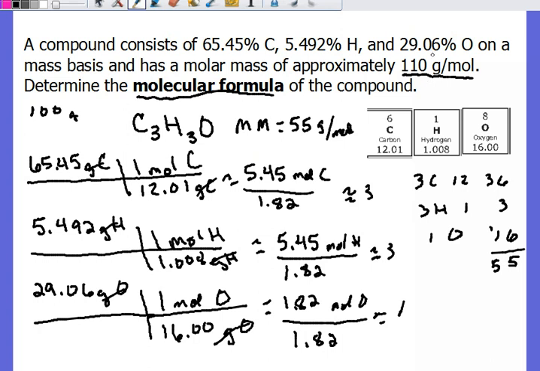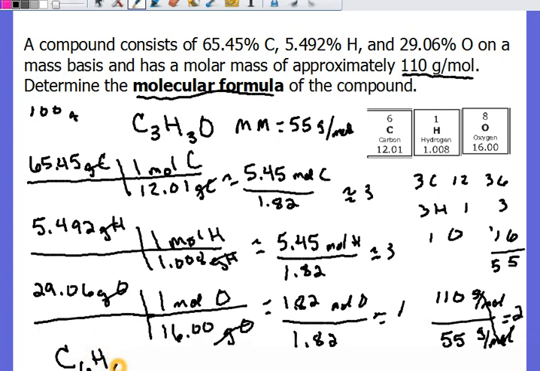So the compound that you're looking for has a molar mass of 110 grams per mole. But that's not a problem if you take the molar mass of your molecular formula, 110 grams per mole, and divide it by your 55 grams per mole. Then you'll see that equals 2. So to get your molecular formula, you just multiply everything by 2. So you end up with C6H6O2, and that formula is your molecular formula.